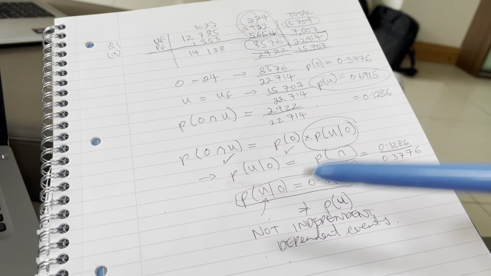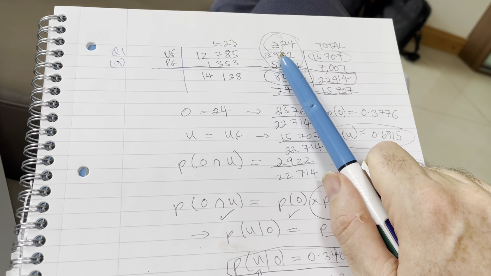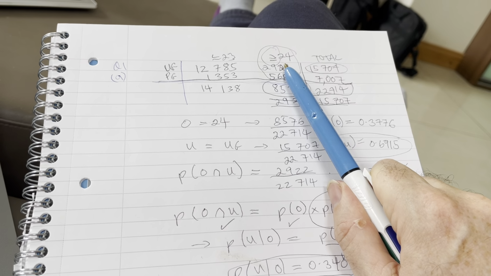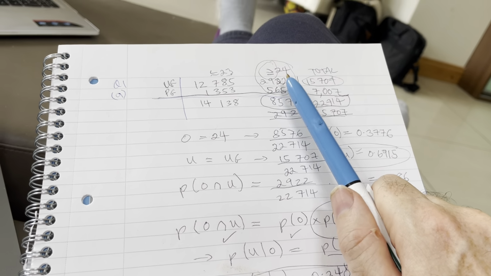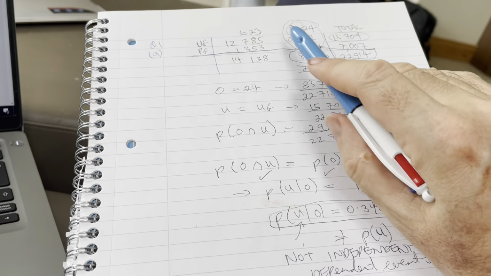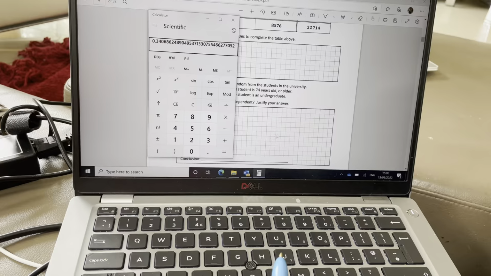In real life, if somebody is bigger than 24, they are 6 years older than the average school leaver, and they're unlikely to be an undergrad. And that is true here. So there is an influence of people's age on whether they're an undergrad or not. So they are dependent. All right.